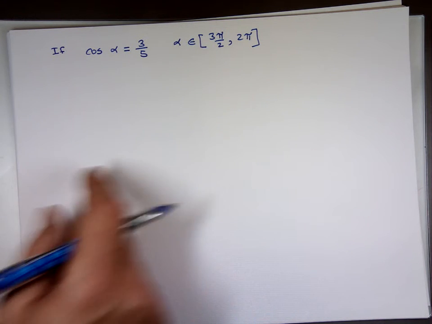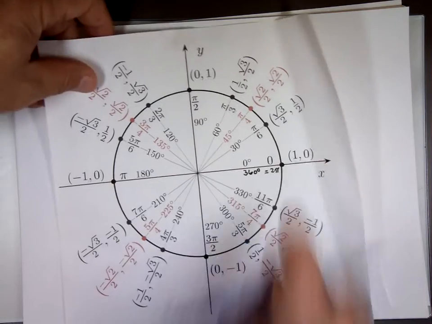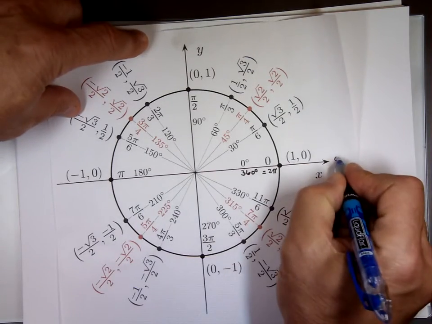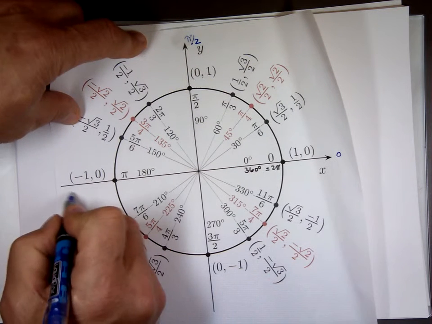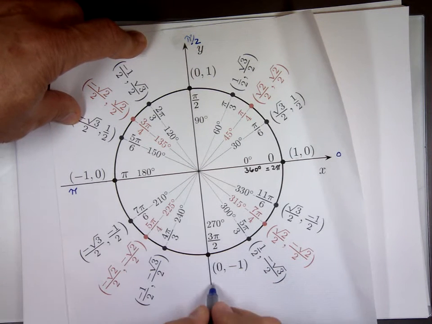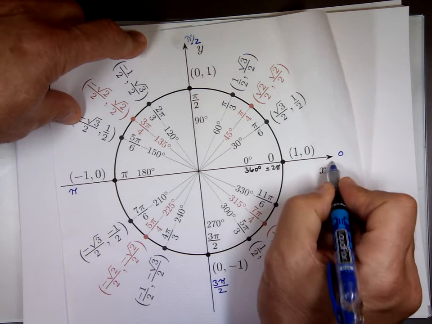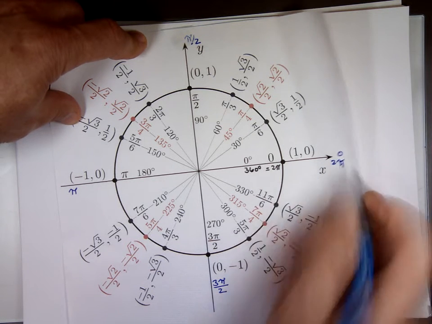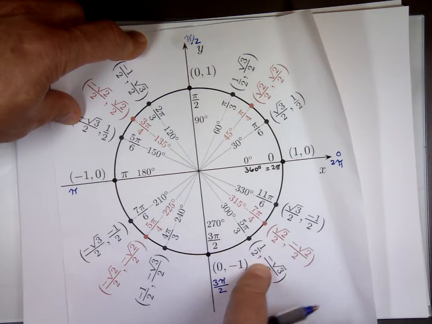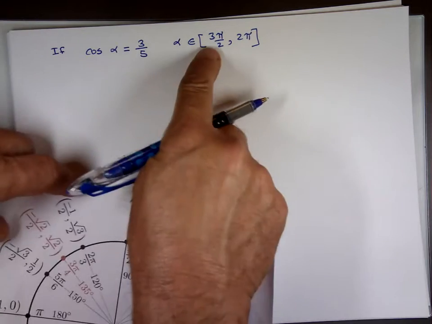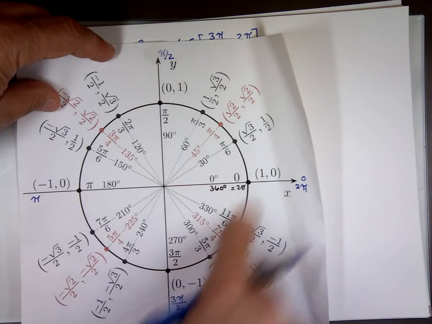Remember? This is 0. This is pi over 2. This is pi. This is 3 pi over 2. And when you complete a full circle, what is that? 2 pi. So I'm telling you it's in the fourth quadrant, right here. That's another way of saying it. Between 3 pi over 2 and 2 pi, somewhere here.